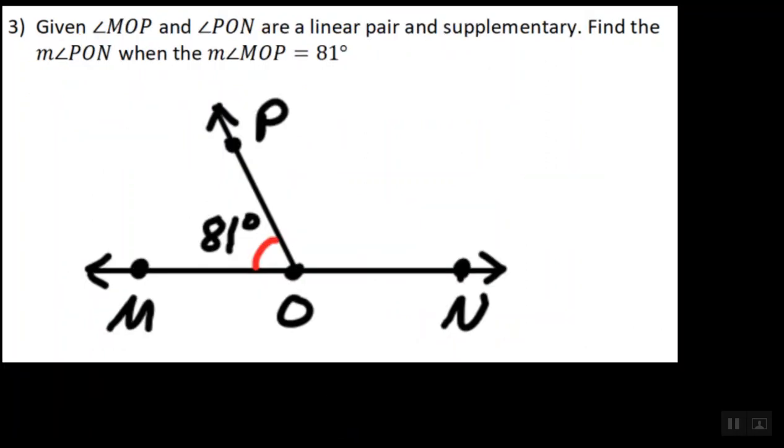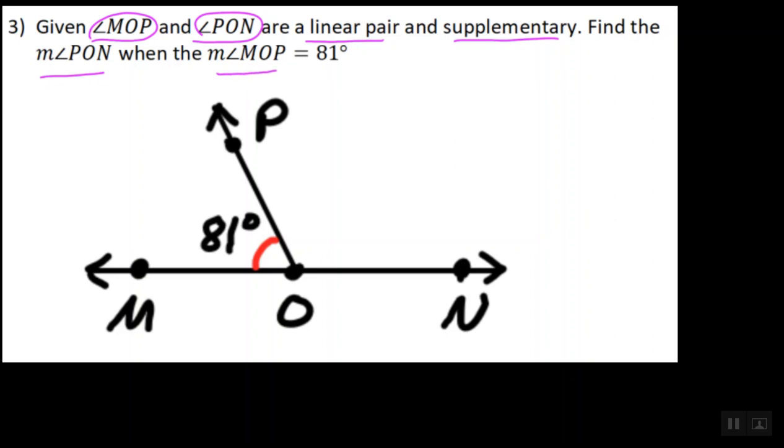Okay, example 3. Given angle MOP and angle PON are a linear pair and supplementary, we want to find the measure of angle PON when the measure of angle MOP is 81 degrees.